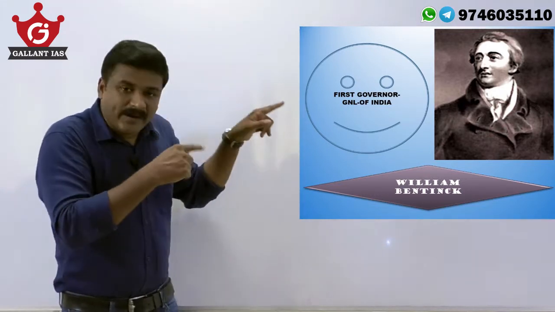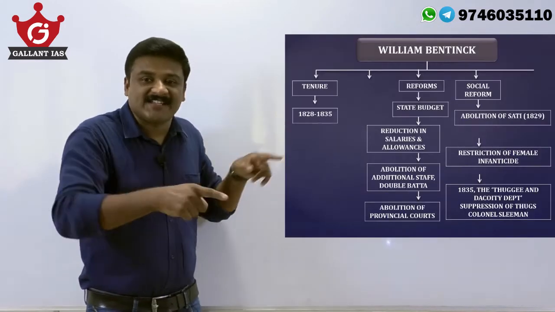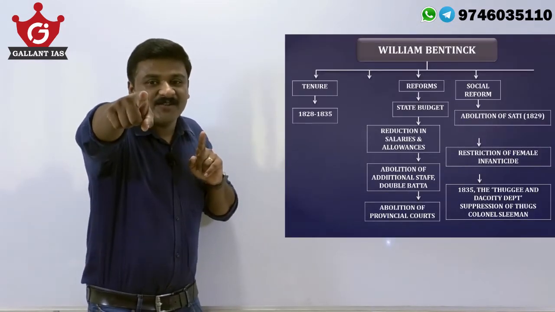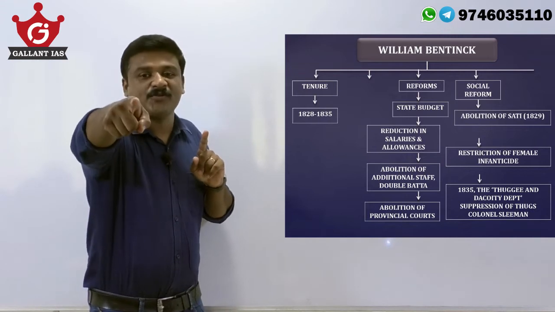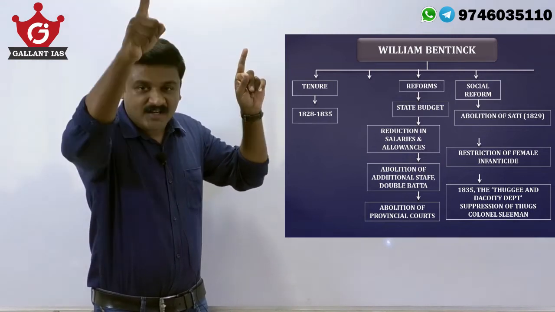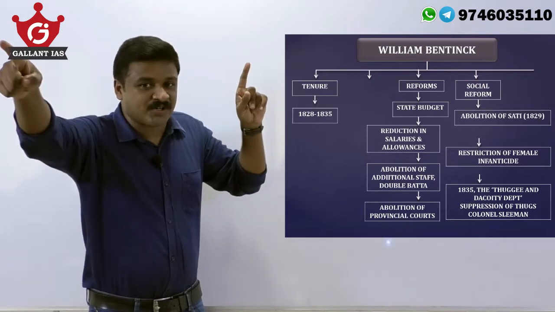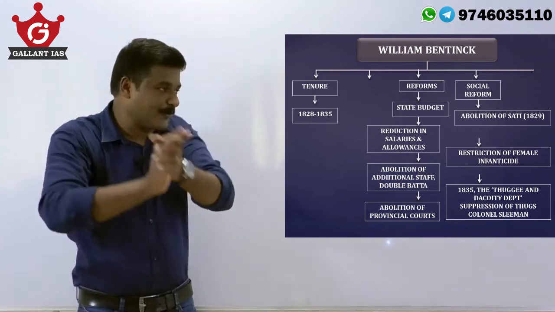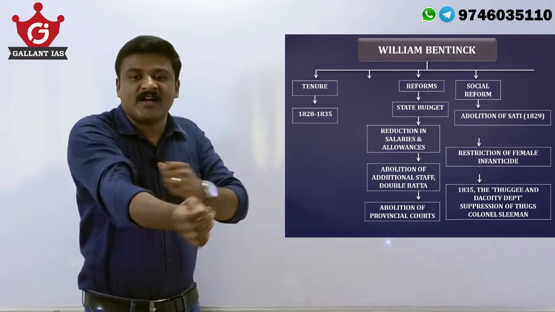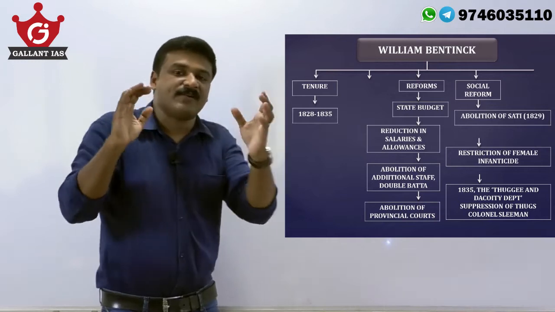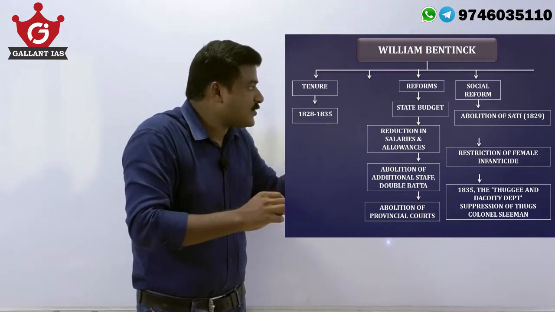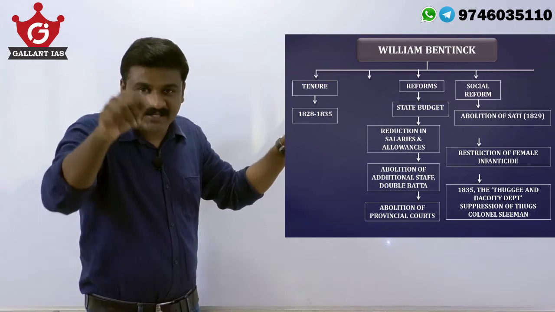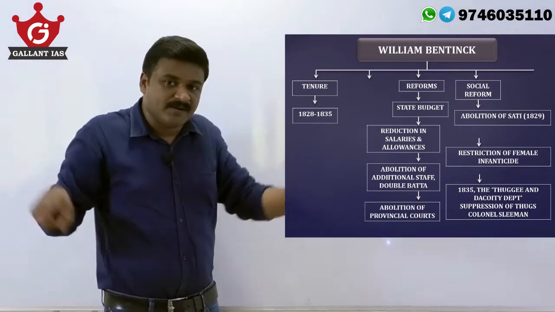So here I picked William Bentinck, the first Governor General of India. His tenure was 1828 to 1835. Here you have to study the popular Governor Generals and Viceroys of India, from Warren Hastings to Lord Canning, from Lord Canning to Mountbatten, and their major reforms and major events. William Bentinck is regarded as the first Governor General of British India. His tenure was from 1828 to 1835. Under the Charter Act 1833, he was the first Governor General of British India.